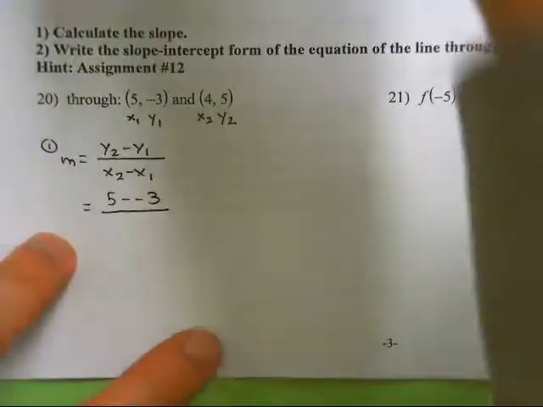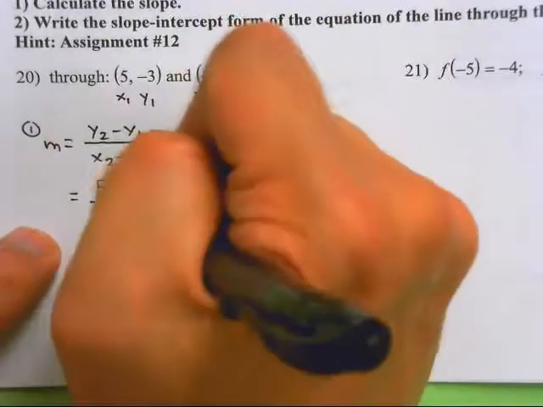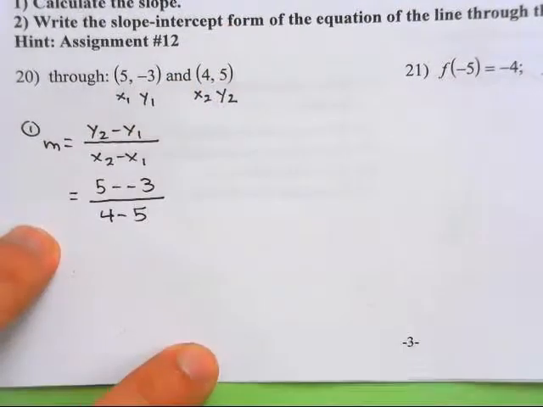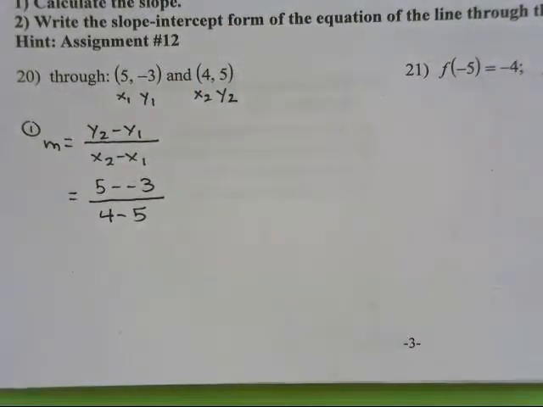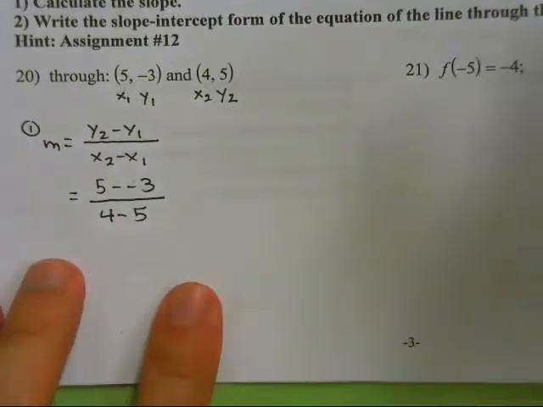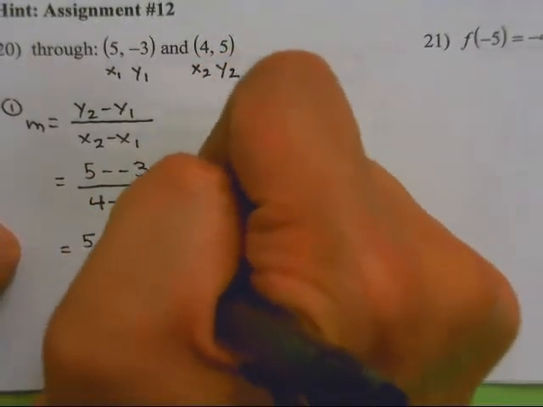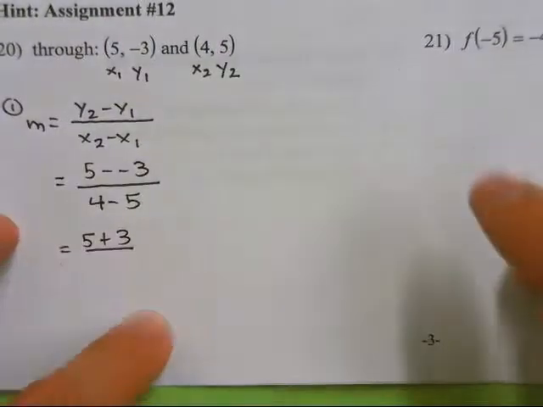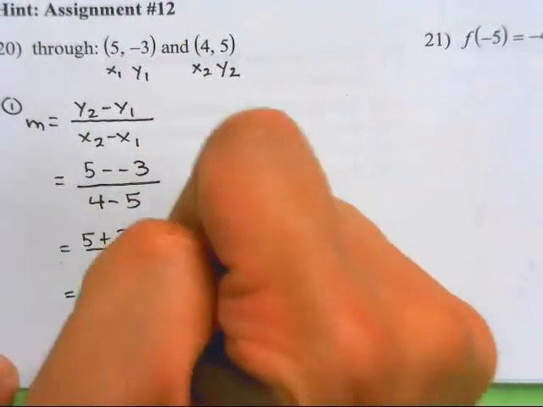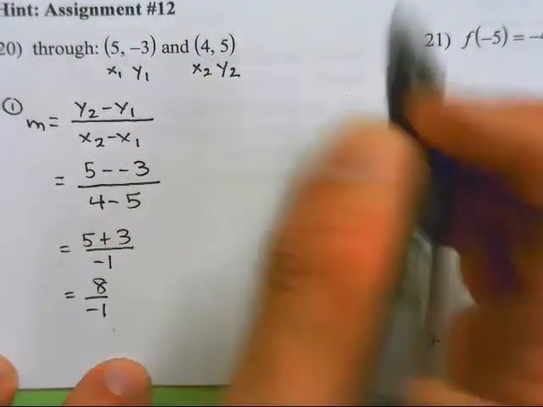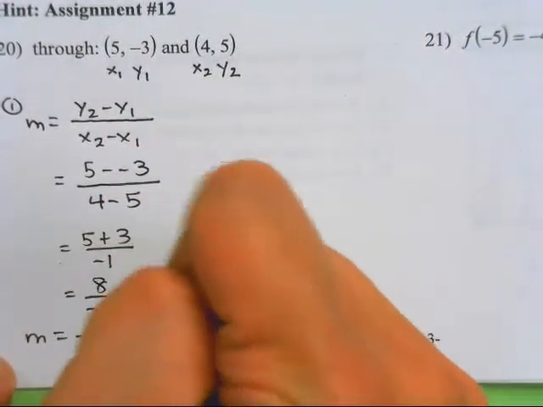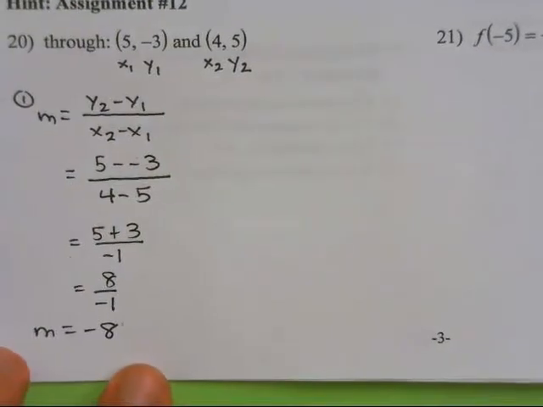5 minus negative 3 all over 4 minus 5. Good. Okay, 5 minus negative 3. That minus sign always stays. 4 minus 5. Let's just do some PEMDAS. This becomes plus 3 now. 4 minus 5 is negative 1. This is 8 over negative 1, and we can simplify that to negative 8.